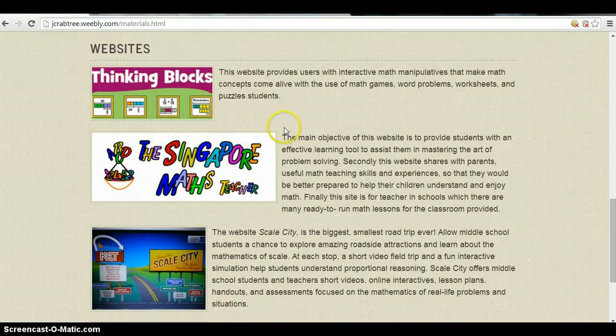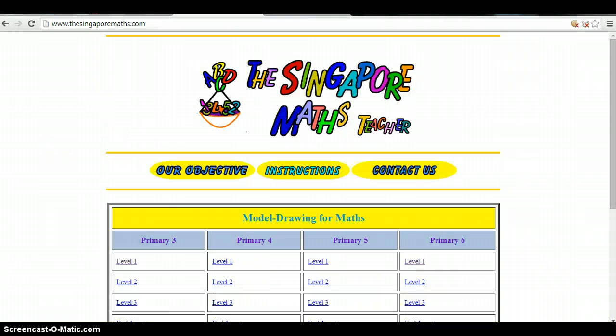The second site that I have listed under my materials for my website is the Singapore Maths Teachers. And this website is a great website not only for students and teachers, but this really hits home with parents as well. This website focuses on being able to give parents tools so they are able to help with their student at home continue on with their education.